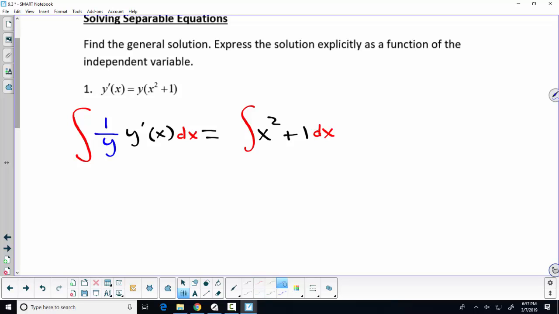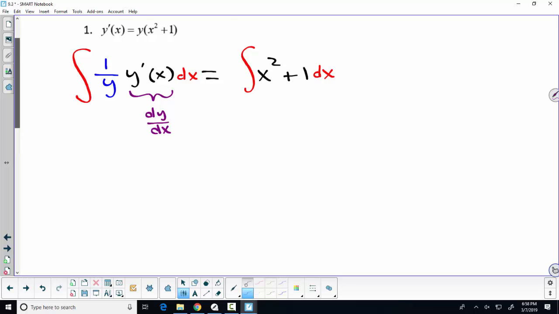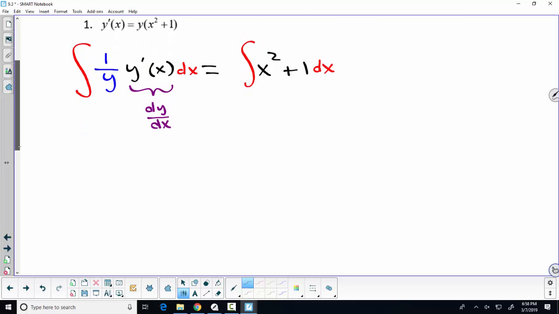Okay, so here's where the y prime goes away, because this y prime, we're going to write this as, or think about this as dy over dx. And so that dx and that dx cancel. So we just end up with the left-hand side integral of 1 over y dy equaling the integral of x squared plus 1.